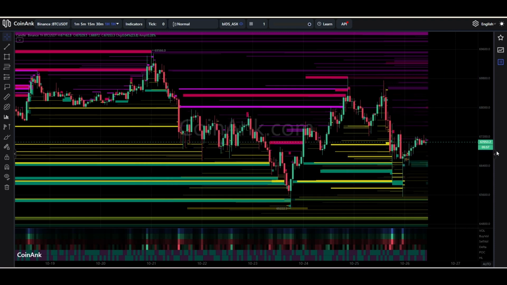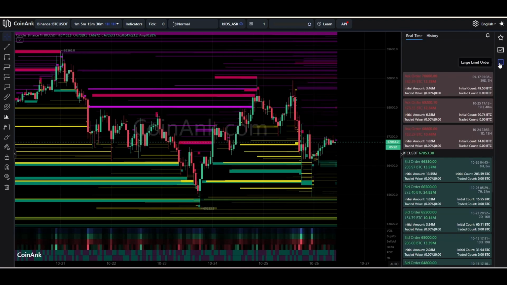You can also go to this arrow right here and then large limit orders, and here you have the orders themselves. It's showing you the price of the order, or at what price the order is sitting, the amount of Bitcoin, the amount of dollars, the initial amount, the time it's been sitting there, if it has been partially filled already or not, and so on.